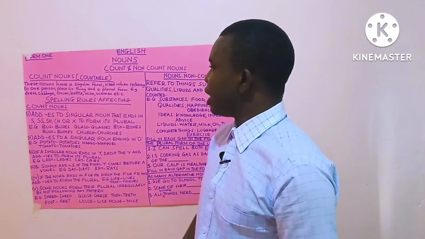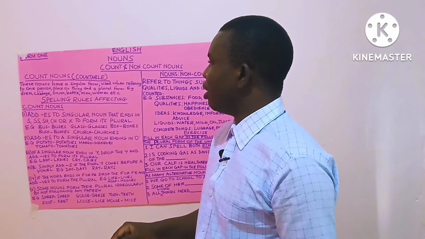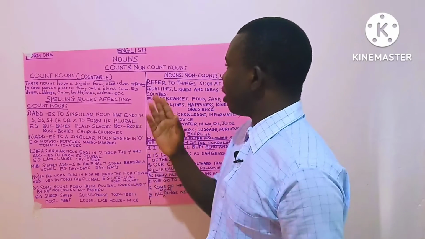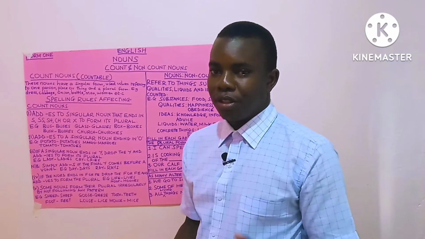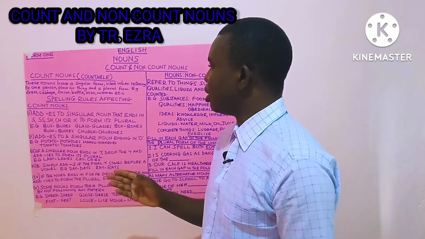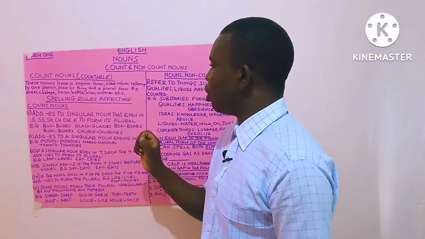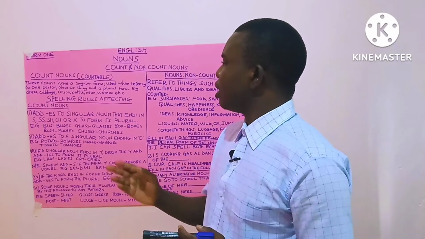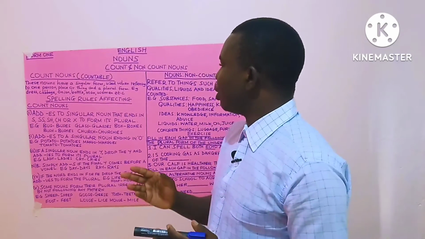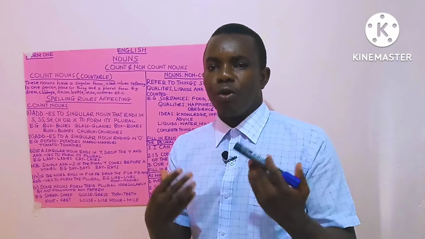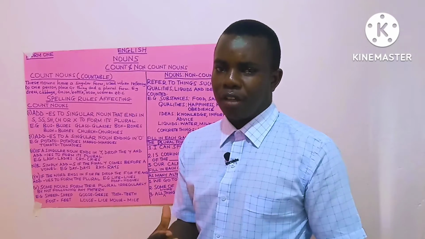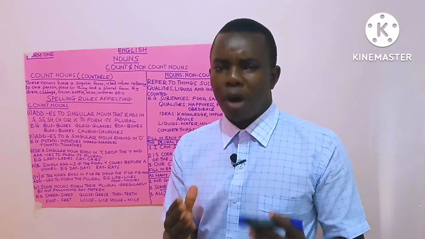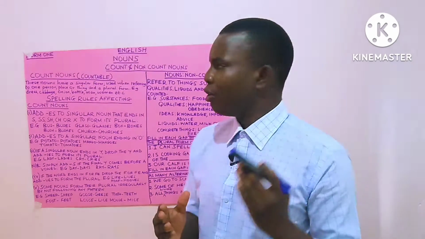Today we'll consider nouns. We will specify count and non-count nouns. Beginning with count nouns. Count nouns are also called countable nouns. These are the nouns that have a singular form and they are used when referring to one person, place, or thing. They also have plural forms when referring to more than one person, place, or thing.